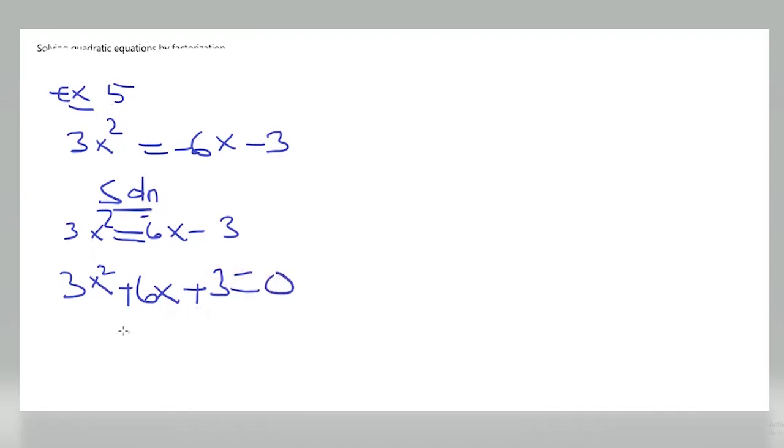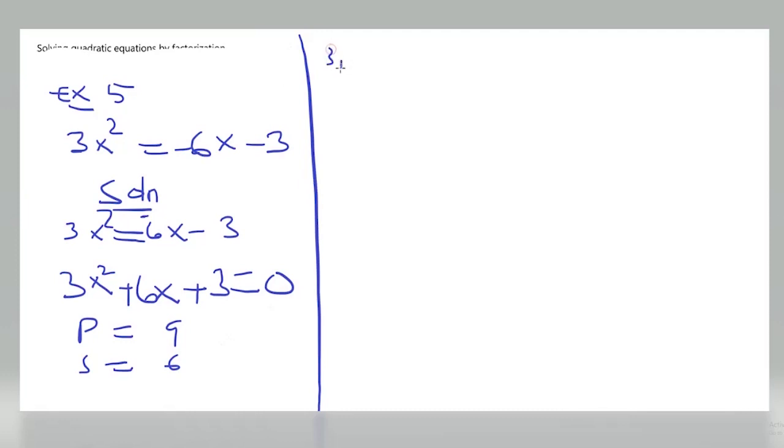Now, from here, what's the product? The product is 3 times 3 is 9. Then the sum is equal to 6. Now which numbers, when I multiply them, I get 9, and when I add them, I get 6? The numbers are 3 and 3. 3 times 3 is 9, and 3 plus 3 is 6. Now I can say 3x squared plus 3x plus 3x plus 3 is equal to 0.